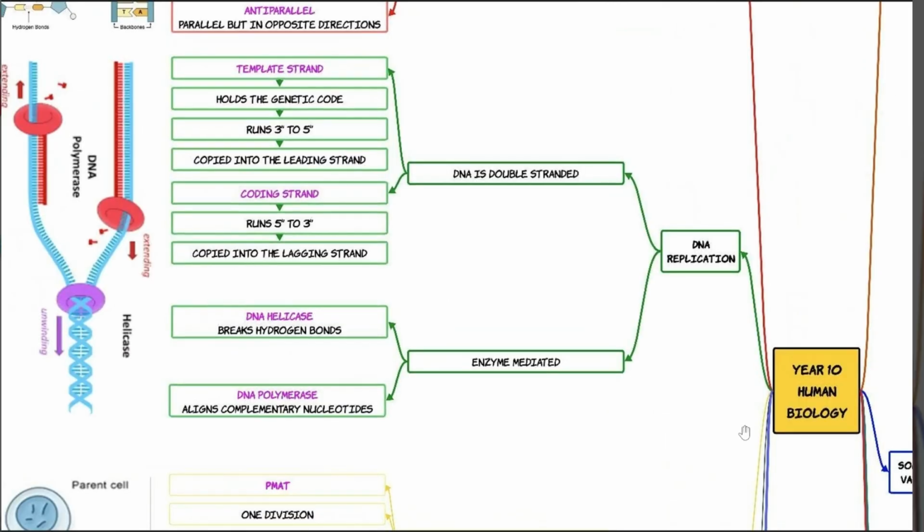Next is DNA replication. As we said, DNA is double-stranded. It has the template strand that runs 3' to 5', and this holds the genetic code. The other strand is called the coding strand, and it runs 5' to 3', and this is copied into the lagging strand. The two enzymes we need to know are DNA helicase that breaks the hydrogen bonds to separate the template and the coding strand, and DNA polymerase that aligns the complementary nucleotides according to Chargaff's rule, which is A goes with T and C goes with G.